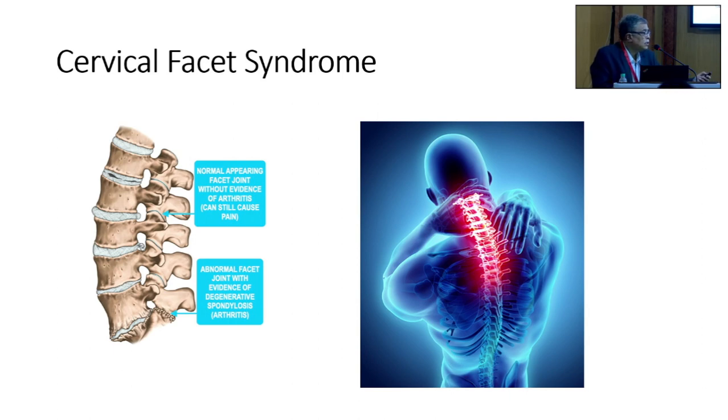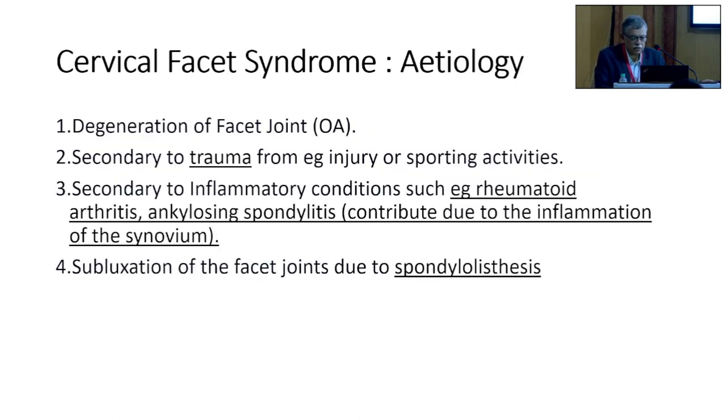So you can see the normal facet joint, and this is a diseased facet joint. We have osteoarthritis and various other reasons which could be cause of this degeneration of the facet joint, generally seen in elderly patients, like the arthritis of every joint. You can have misuse arthritis of this joint. Secondary to trauma, sports injuries, whiplash injuries.